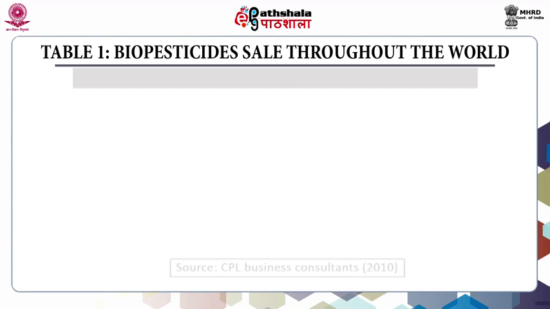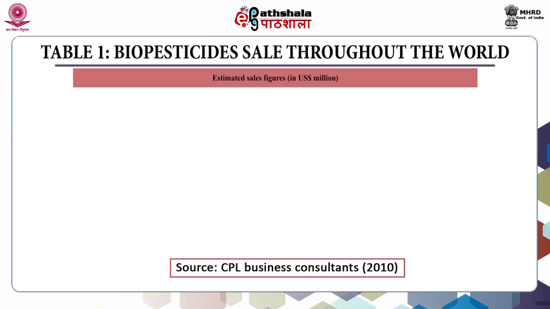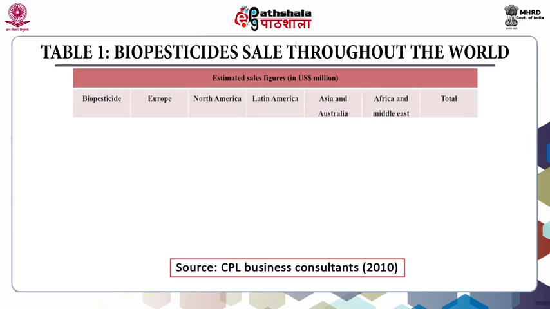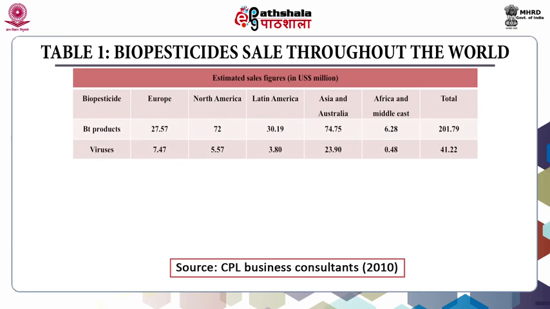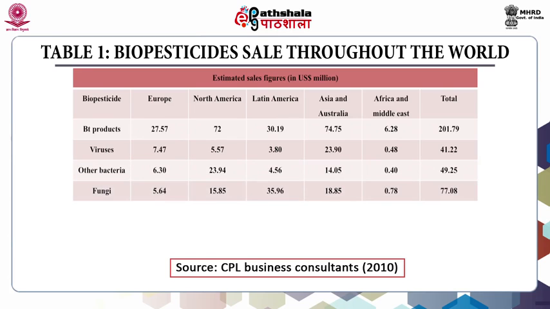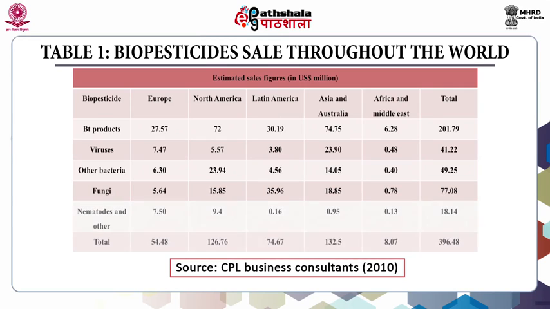Coming to the next part, the biopesticide sales throughout the world. The sale of Bt products is US $201.79 million. The sale of virus products is US $41.22 million. For bacteria, it is 49.25. For fungi, it is 77.08, and for nematodes and others, it is 18.14 US million.